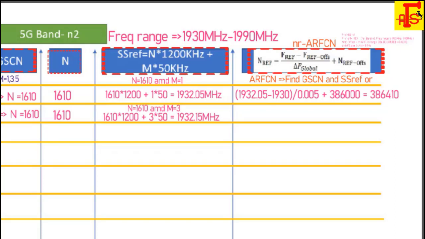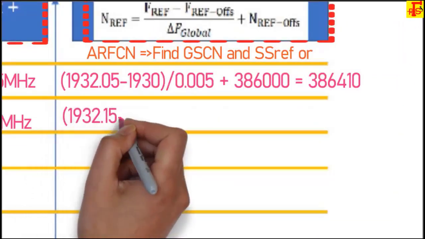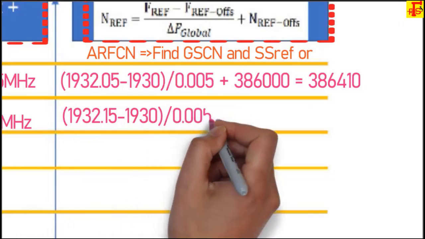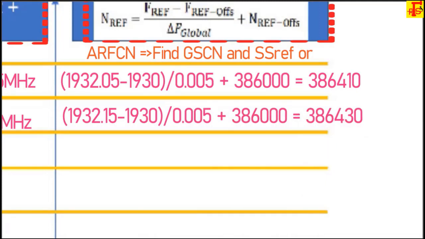Now we will calculate the ARFCN value for this frequency. So for this frequency we will put in this formula FREF minus FREF offset by del F global plus NREF offset. FREF is 1932.15, that is SSREF is FREF. So this 1932.15 minus FREF offset, that is band N2 first value is 1930, where band N2 is going to start, divided by 0.005, that is we have converted the frequency raster in megahertz, plus NREF offset 386,000. So this 386,430, this is the second scan ARFCN value.